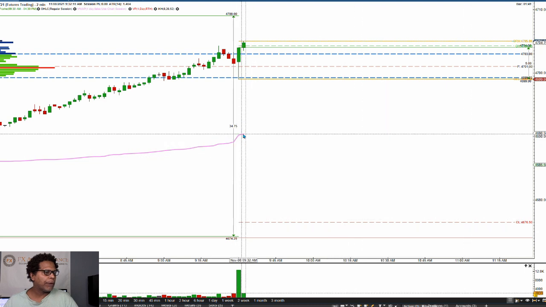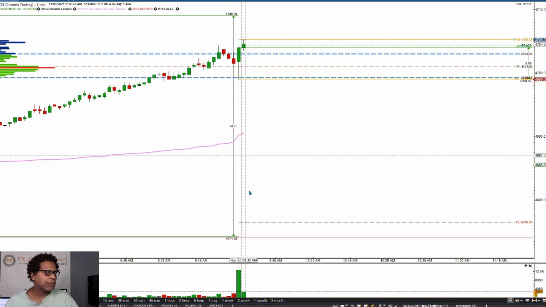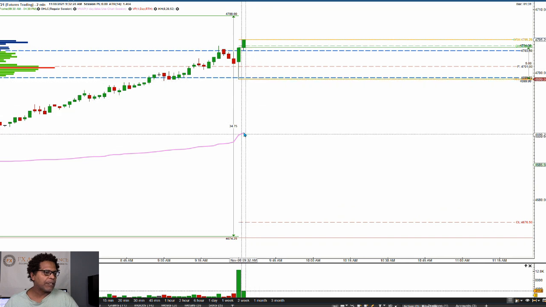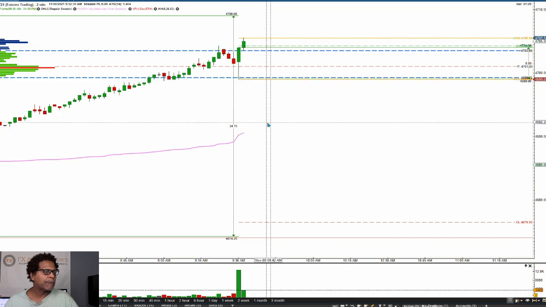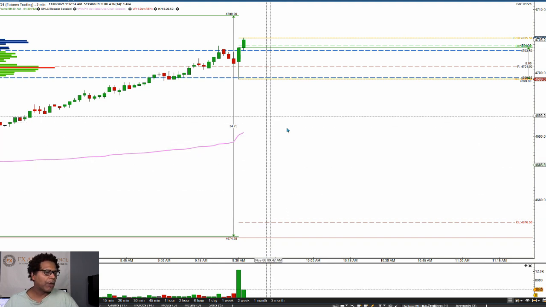So VWAP's here. That's all we got on the chart, really. And I'm not trading based like if I'm above VWAP, I'm bullish, and if I'm below, I'm bearish. Really, if I'm above, I should be bearish because this is fair value market price. If I'm below, I should be bullish, fair market value price.